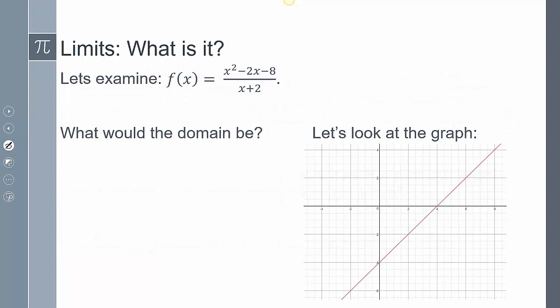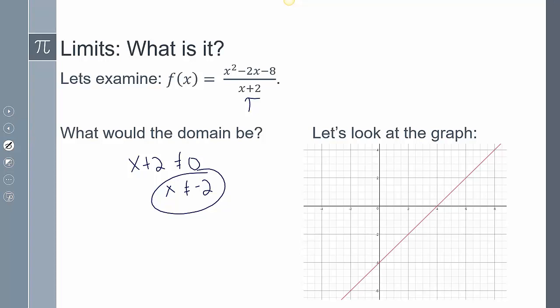So now let's examine this function: x squared minus 2x minus 8, divided by x plus 2. If I were to ask you what the domain would be, you would have to think, okay, what would be my restrictions? I don't have a radical. There's no log, but there's potential for me to divide by 0 here. So in the denominator, x plus 2 cannot equal 0, so x cannot equal negative 2. So my domain is, bam, I can't have a negative 2.